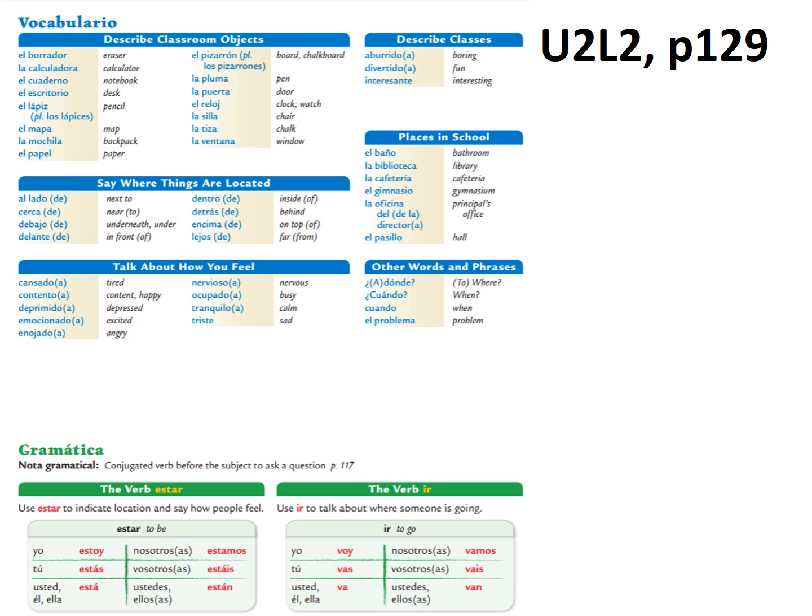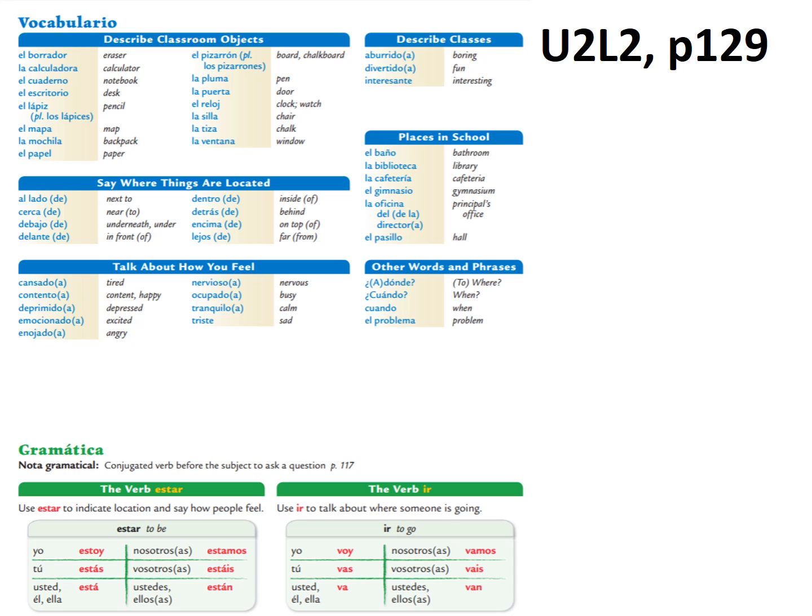To describe classes, aburrido is masculine for boring. Aburrida is feminine for boring. Divertido is masculine for fun. Divertida is feminine for fun. Interesante means interesting. Notice this is also a gender neutral adjective.